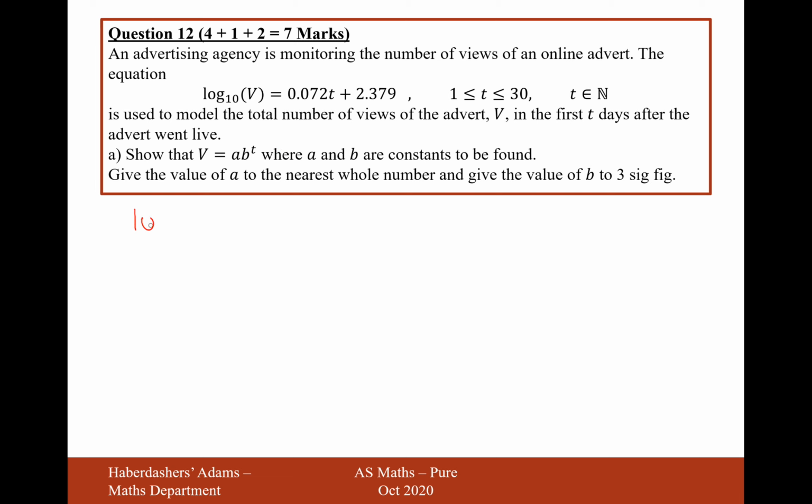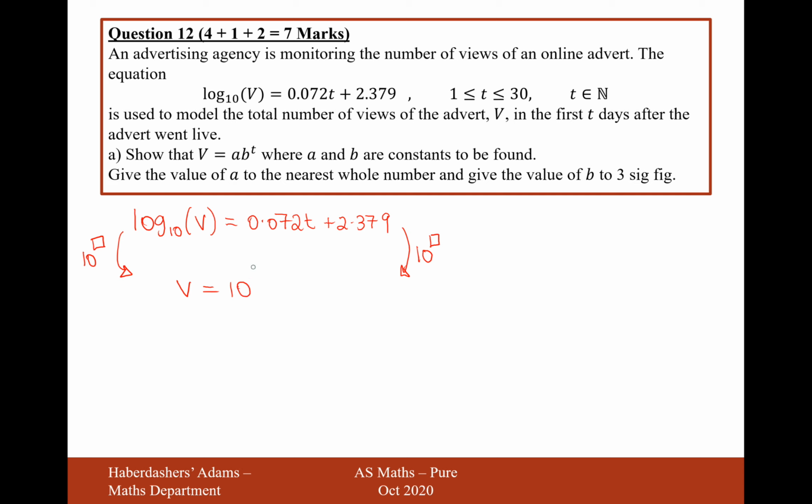Okay, so what we're going to do is rearrange this equation here. Log 10 of V equals 0.072t plus 2.379. A and B, A to the nearest whole number and B to three significant figures. So the way we get rid of this log base 10 and just get it to V is to do 10 to the power of both sides. So that's what I'm going to do.